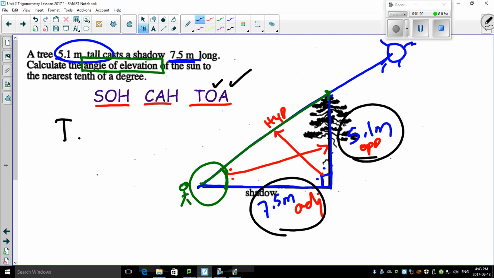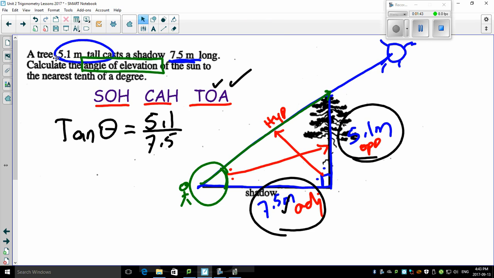So tangent of the angle. And the angle in this case, again, is the angle of elevation. Since I don't know what that is, I'm just going to call it theta, the Greek letter that we use to represent an angle. Our opposite is 5.1 and our adjacent is 7.5. Just like before, to find an angle, inverse tan, both sides.